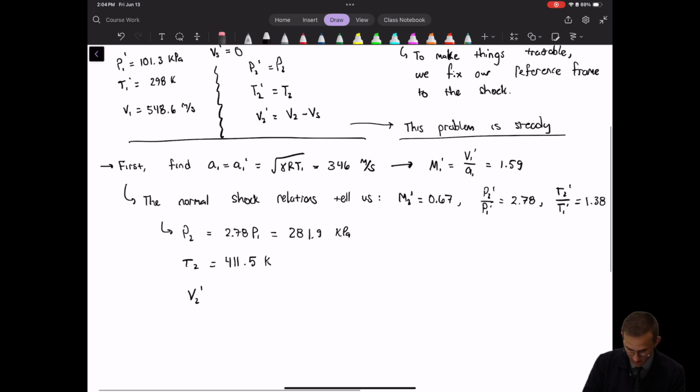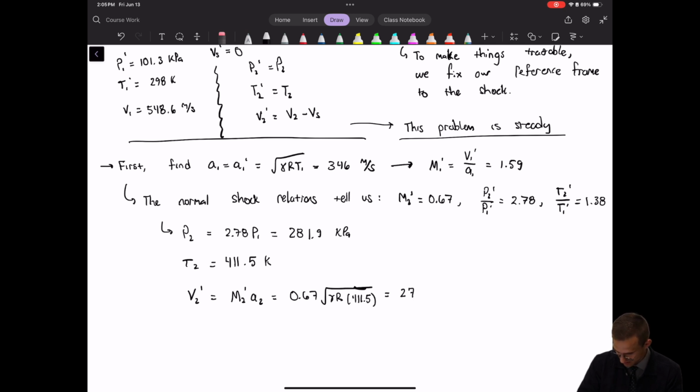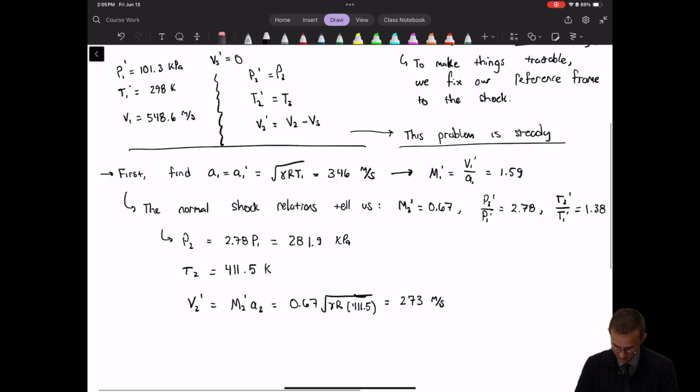So V2 prime is equal to M2 prime times A2, right? And A2 depends on T2. So here we're just going to have 0.67 times the square root of gamma times R times 411.5. Okay? And then what we end up with there is 273 meters per second. Okay?